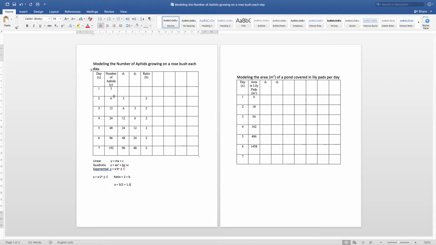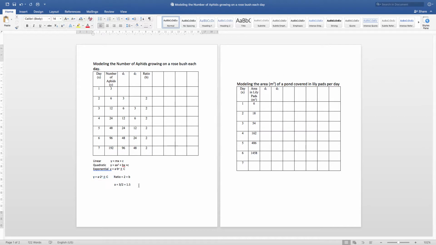So now we can take this equation and fill it in a little bit more. We can put in here 1.5 times 2 to the x, and now we just have to find out what the value of c is. And to do that, you just need to carry out this first part here. So I'll just copy that first piece and put it in here.